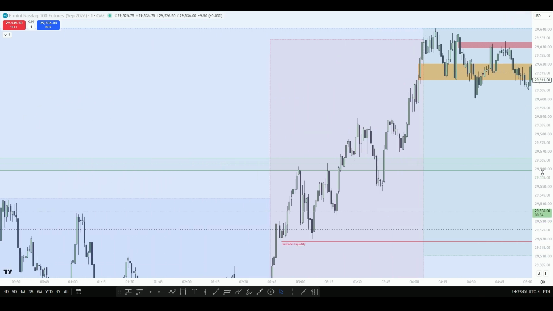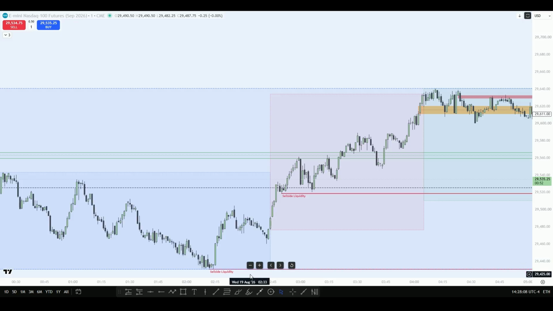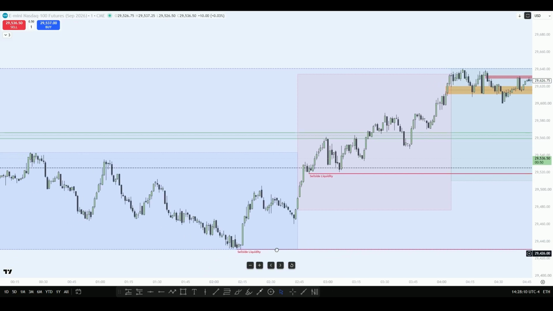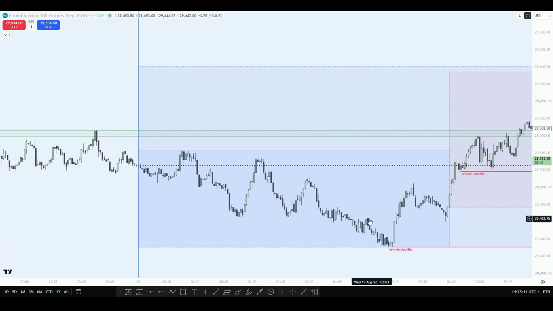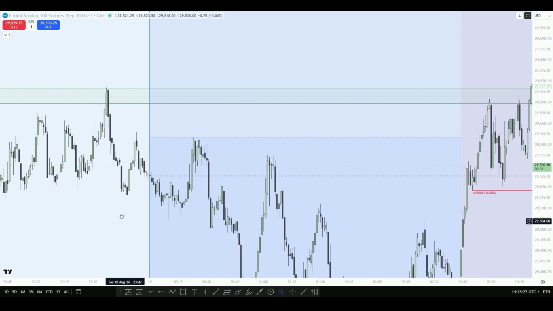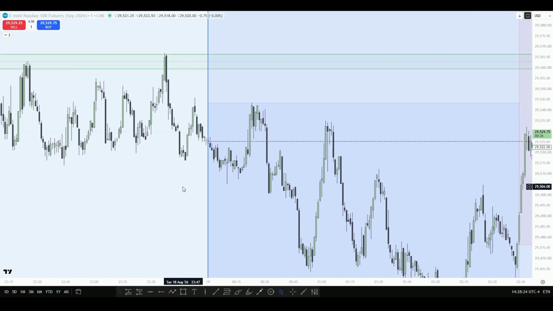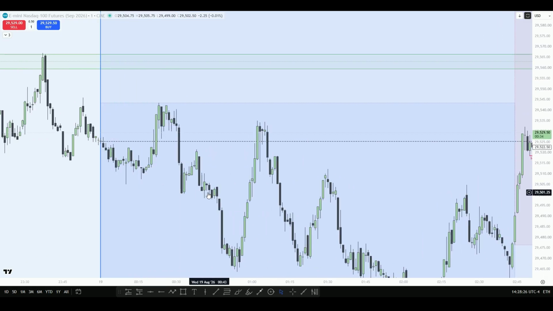Okay, so let's explore a few more reversals where the same thing occurred, so you can really get familiar with how exactly price delivers this model.